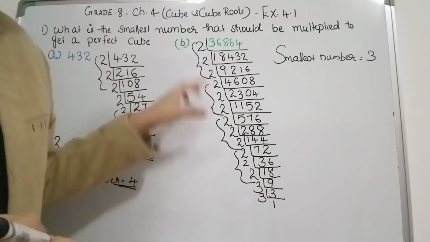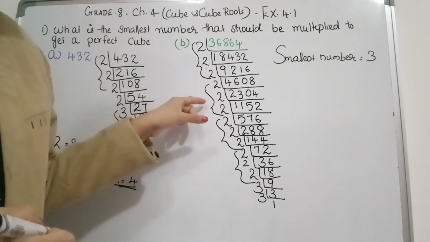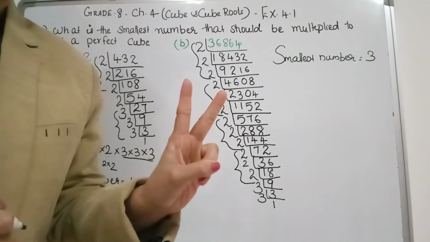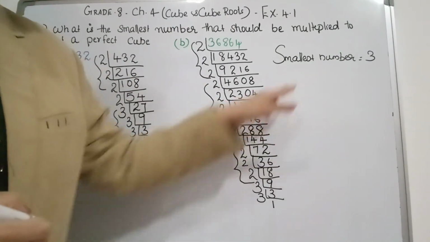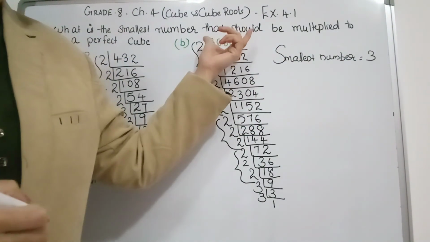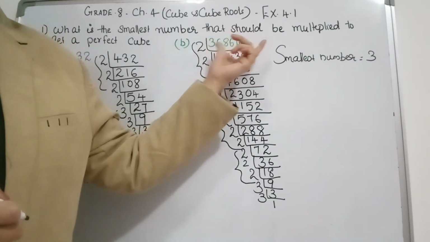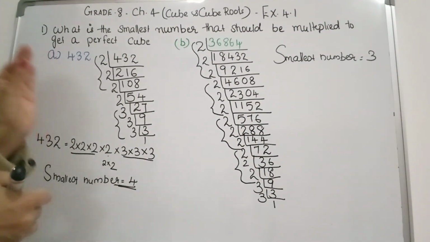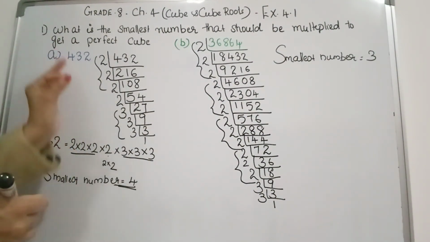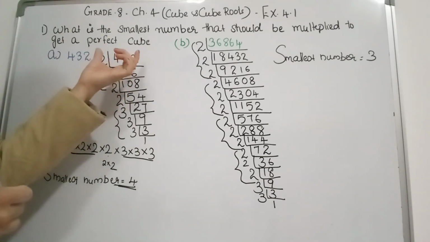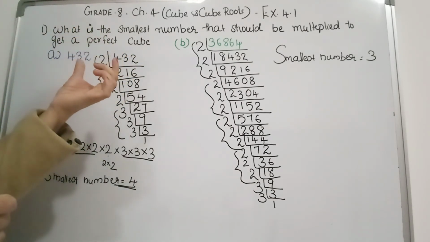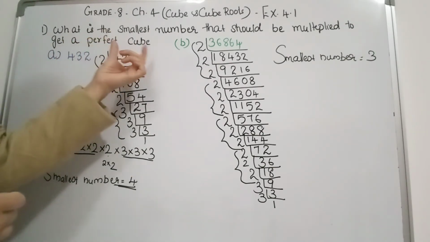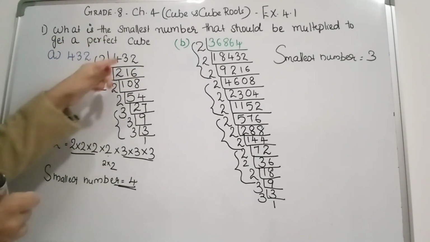You got this? Here there is 1 triplet, this is a triplet, this is a triplet, and this also a triplet, but here only 2 3s. We need one more 3. So you have to multiply 36,864 by 3. Okay? What is the smallest number that should be multiplied to get a perfect cube? This number is the smallest number. That is the perfect cube. This is not a perfect cube.